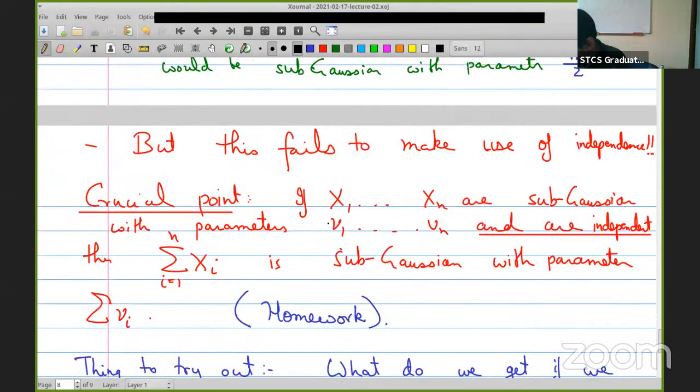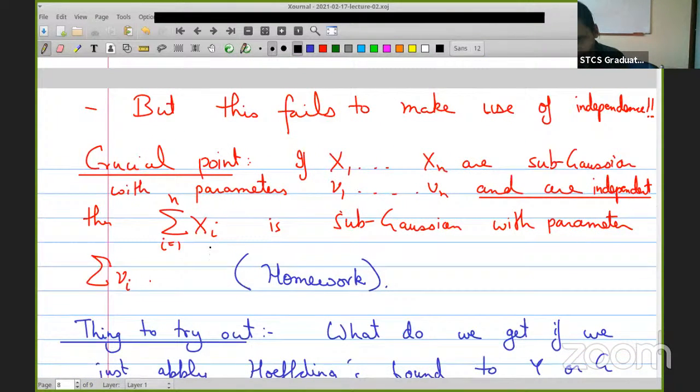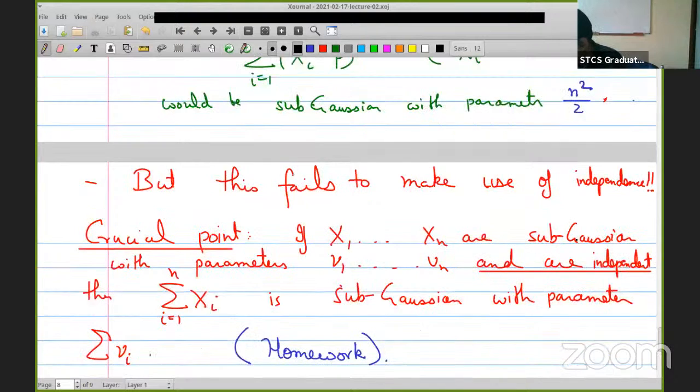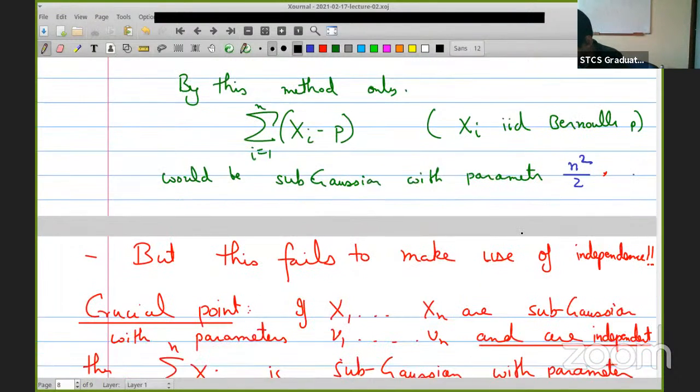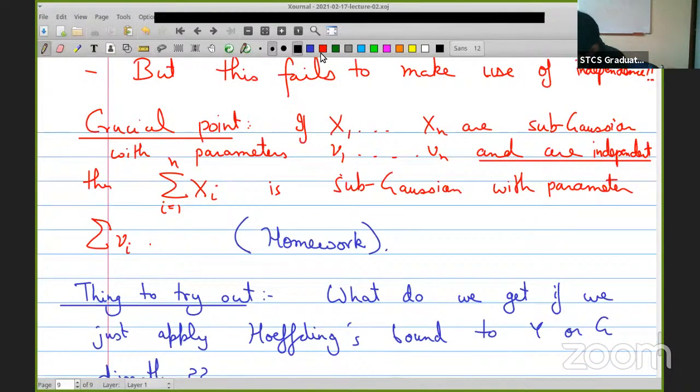So the crucial point, and this I asked you to do as homework, it's easy, and I hope everyone has done it, is that if x1 to xn are sub-Gaussian with parameters mu1 to mun and they're independent, then the sum is sub-Gaussian, and the parameter is just the sum of these parameters, not the square, just the sum. So here it became n squared. This is where we were, okay? And this is easy. It's just from the definition. You just apply the definition and you get it.